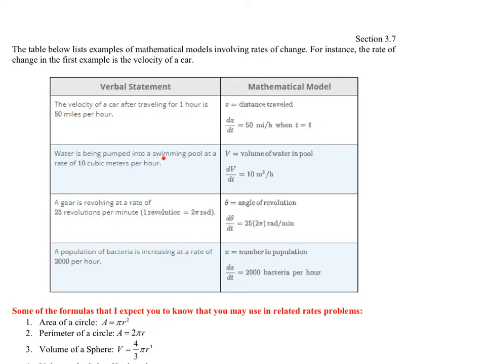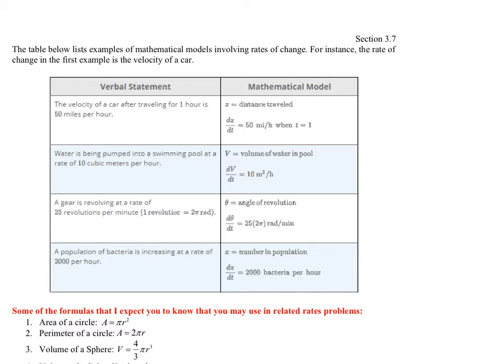Let's look at this next one. It says water is being pumped into a swimming pool at a rate of 10 cubic meters per hour. So it's cubic meters. Cubic means I'm talking about volume. So they're giving me the rate of change of volume, so dV dt, or V prime in this case, and they're telling you what it is.